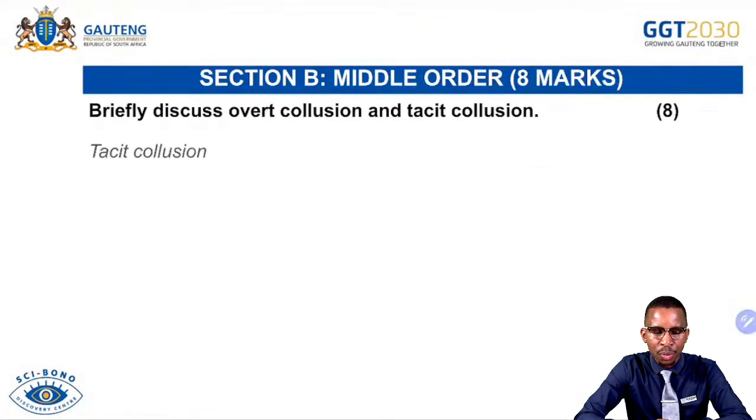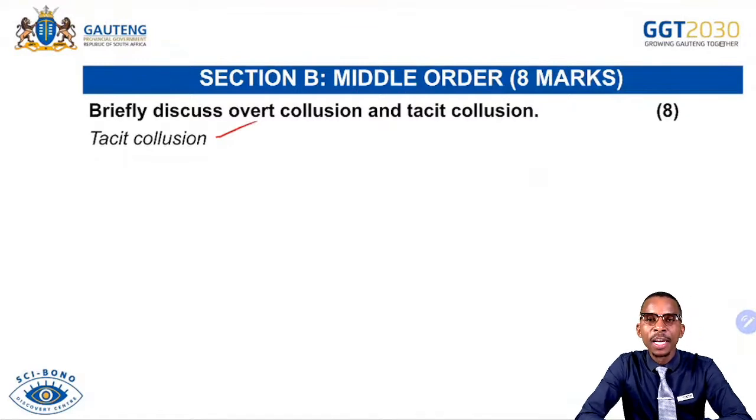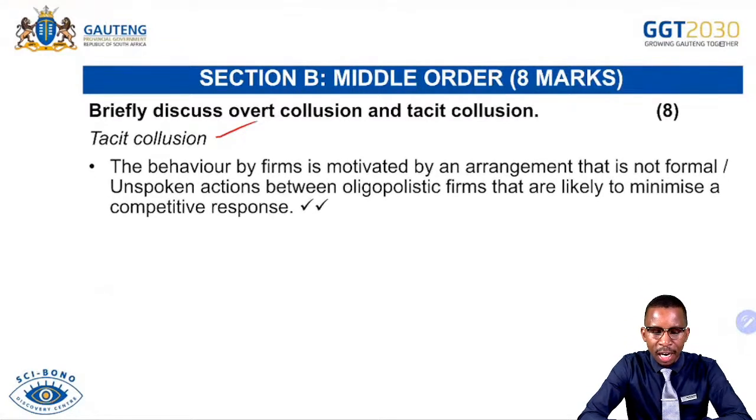And then we continue with tacit collusion. Remember, this one is also known as implicit collusion as well as hidden collusion. It occurs because of price leadership. The behavior of firms is motivated by an arrangement that is not formal. So there is no formal agreement whenever they collude in this case. But what happens? The price leader can decide to increase its own price, and then other firms will copy the price.